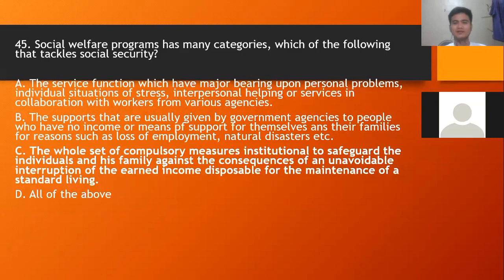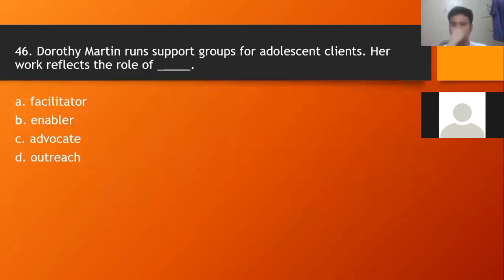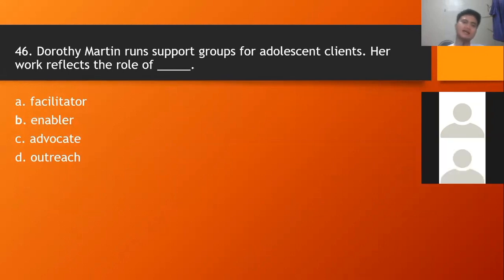Yan. Number 46. Dorothy Martin runs support groups for adolescent clients. Her work reflects the role of... What's your answer here? Letter B, enabler. B. Okay, the correct answer here is enabler.